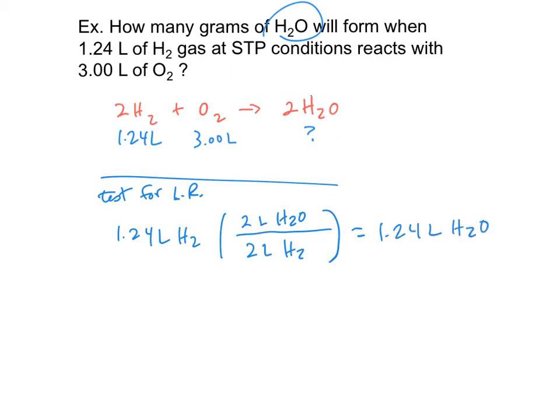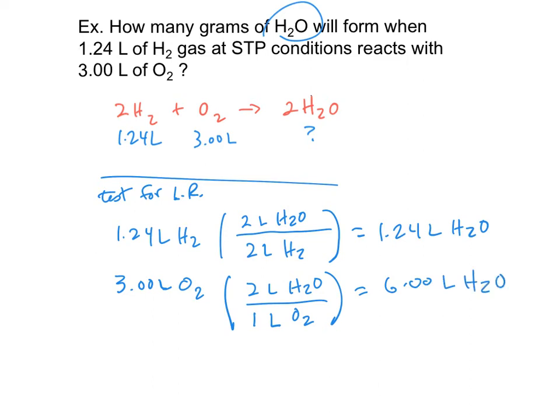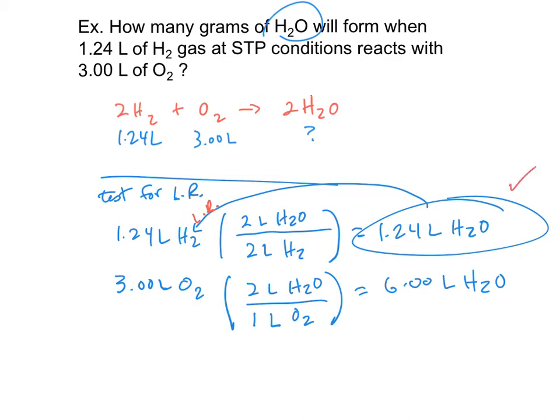Then you take your other reactant, 3 liters of O2. 2 liters of water is formed for every 1 liter of O2 consumed. So this is going to be 6 liters of water. And of course our procedure is to pick the smaller value as the correct value. And then that means that the hydrogen is the limiting reactant. So it doesn't matter so much what's the limiting reactant at this point. We're not going to use it going forward, but this certainly is the correct amount of water that's formed.